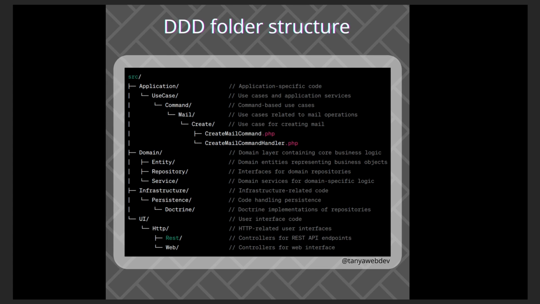Application. This folder contains application-specific code, which focuses on coordinating the interaction between the external world, UI and infrastructure, and the domain layer. It includes use cases and commands that represent the application's high-level business logic. Use case. This subfolder contains different use cases, each representing a specific interaction or user operation within the application.